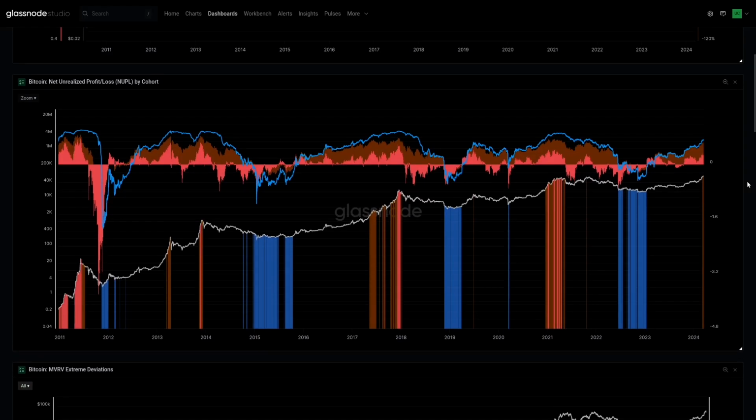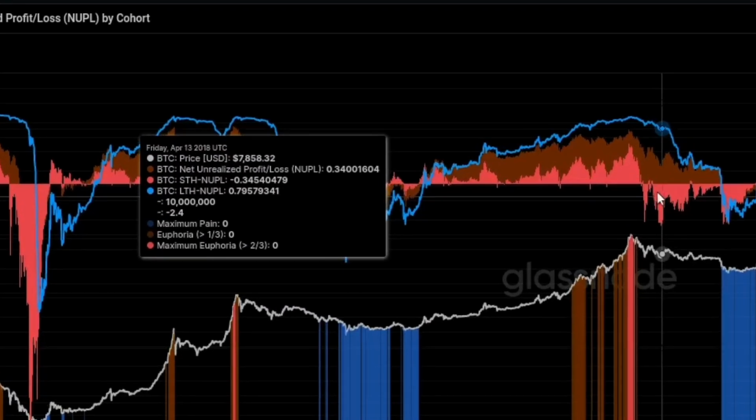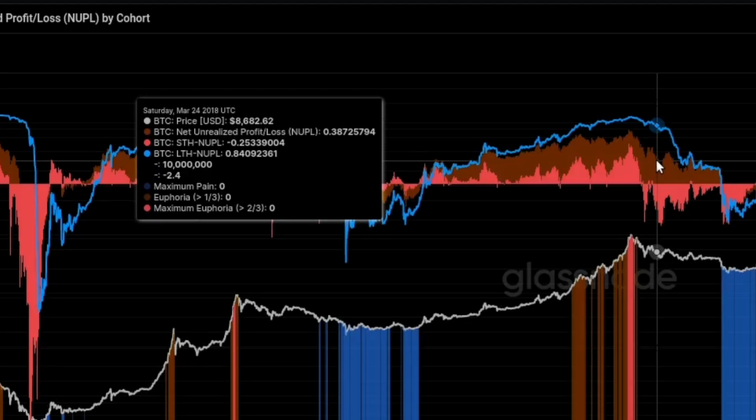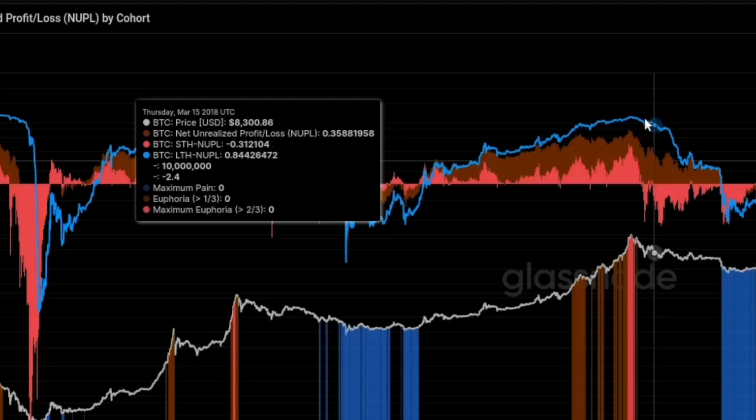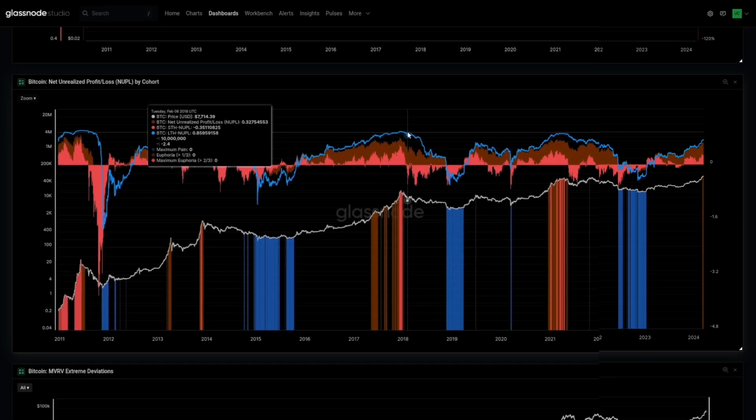Now, this chart here is looking at the net unrealized profit and loss, commonly known as NUPL. This is one of our most popular metrics. And we've got three different variants shown here up in the top. We've got our short-term holders in red. We've got the aggregate market in yellow, or this kind of darker yellow color. And then we have in blue, the long-term holders.